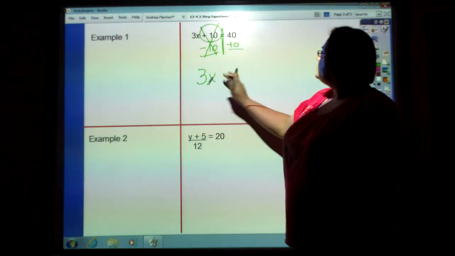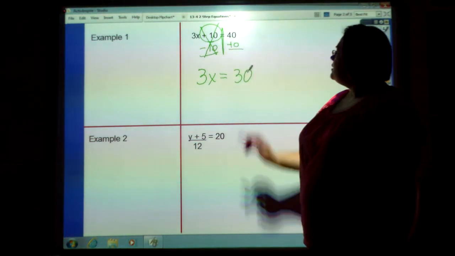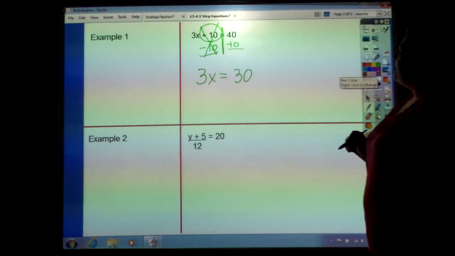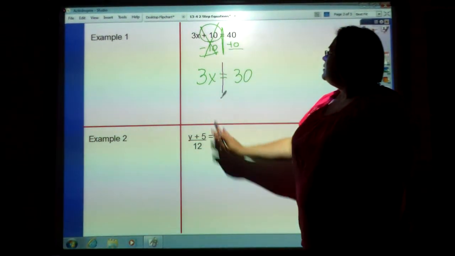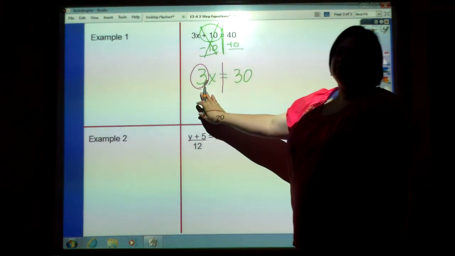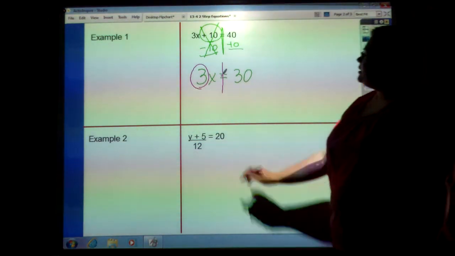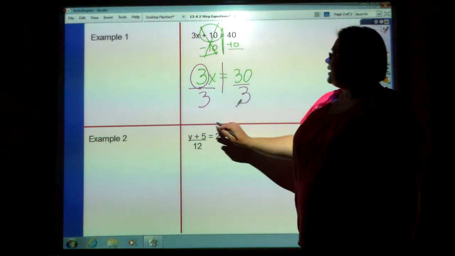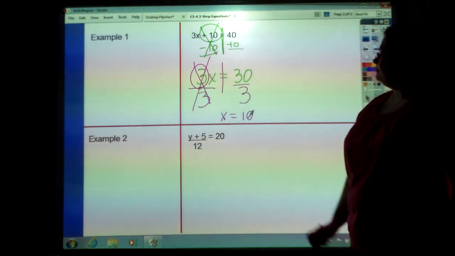You're left with 3x equals 40 minus 10 is 30. And now you have your one-step equation. So now we're going to look at your 3x equals 30, and you follow the same procedures you did when we did one-step equations. We look at what's with the letter or variable, which is 3. We want to get rid of that 3. Remember, when you have the letter and the number smushed up together, it means multiplication. So the opposite or inverse is division. You're dividing by 3 on both sides. You're left with x equals 10.